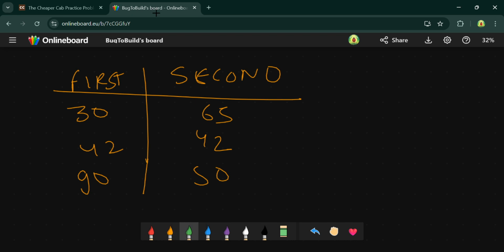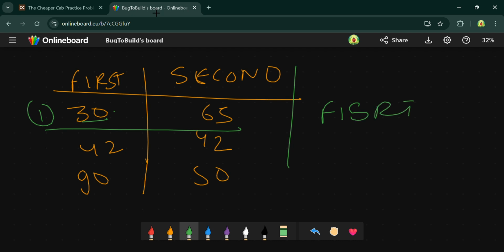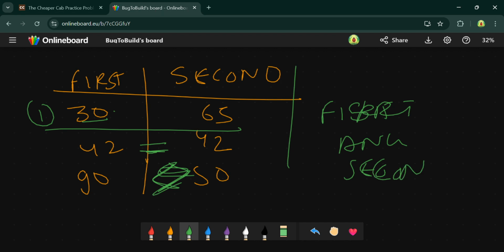Of course, in the first row the 30 is less, so he would avail the first cab. In the second, both are equal, so he can avail any of them. And in the third the second is less, so he would avail the second one. So you just have to print it.